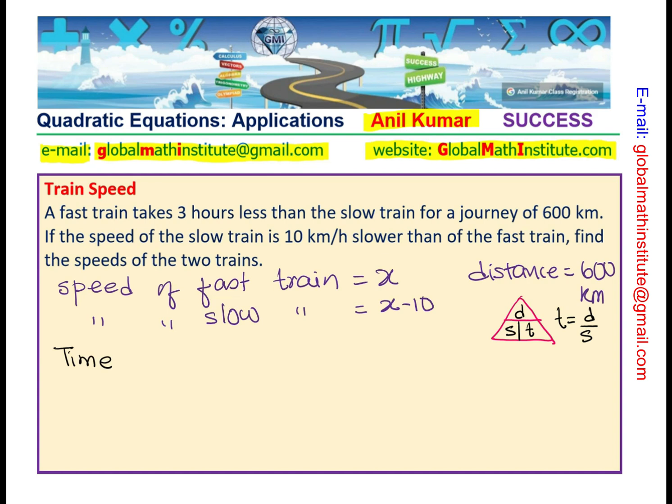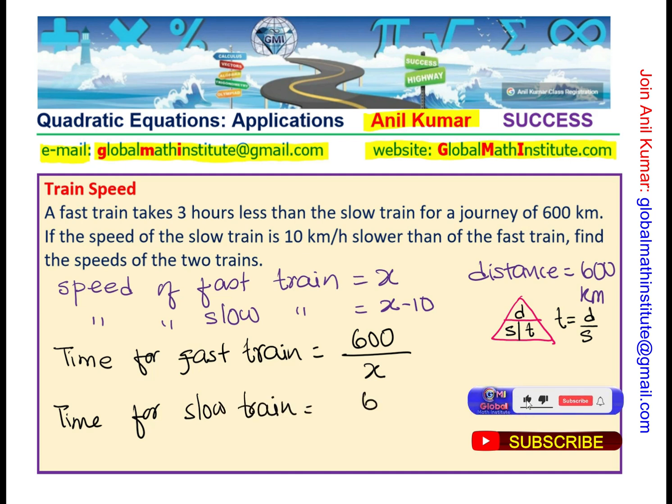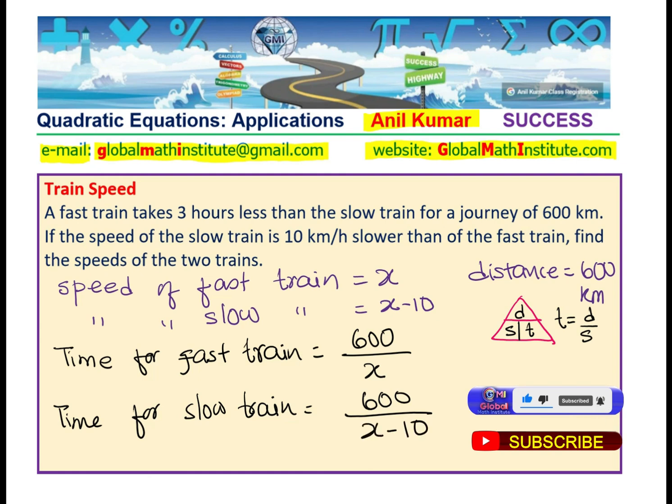So, what is the time taken by the fast train? Time for fast train: the distance is 600 kilometers, and the speed of the fast train is x. Similarly, time for slow train will be the same distance, but the speed is lesser, right? So it takes larger time. And the difference between the two is 3 hours. You get the whole idea, right? So that is how we are going to now get an equation and then solve this particular problem.